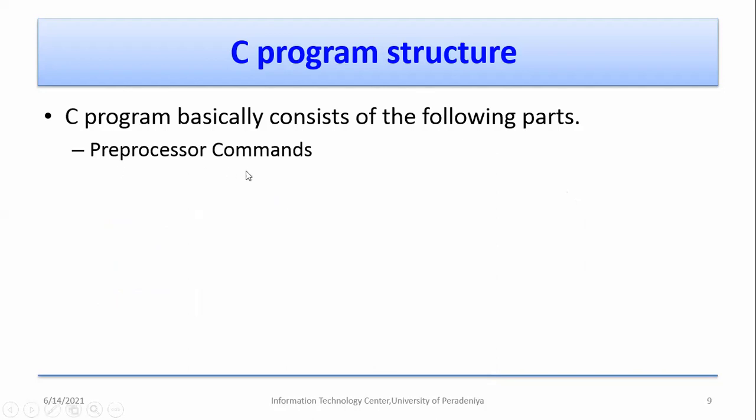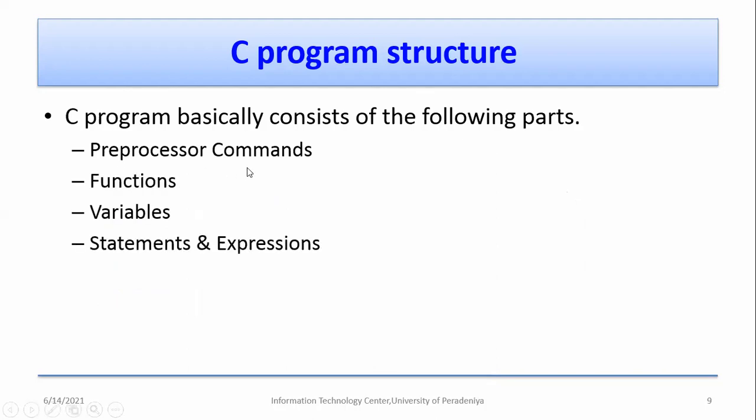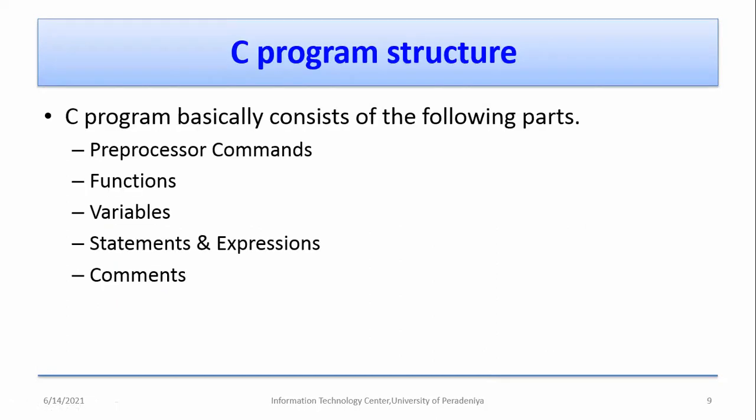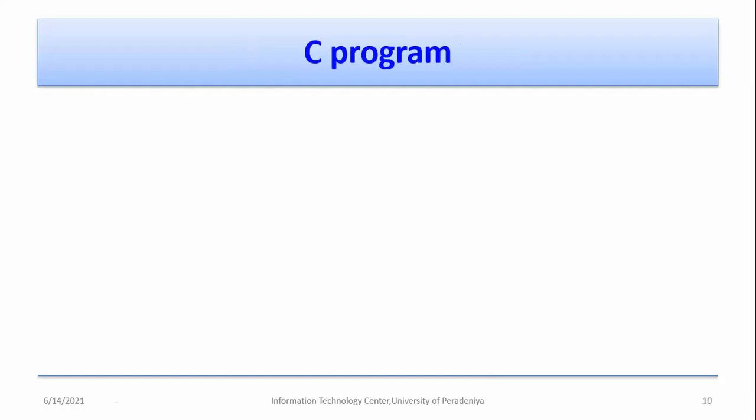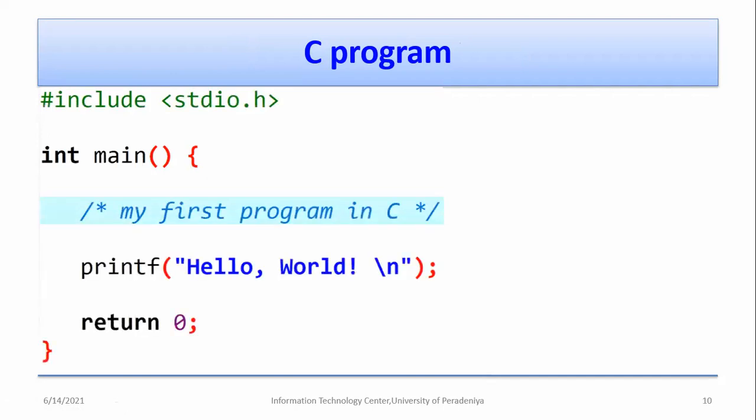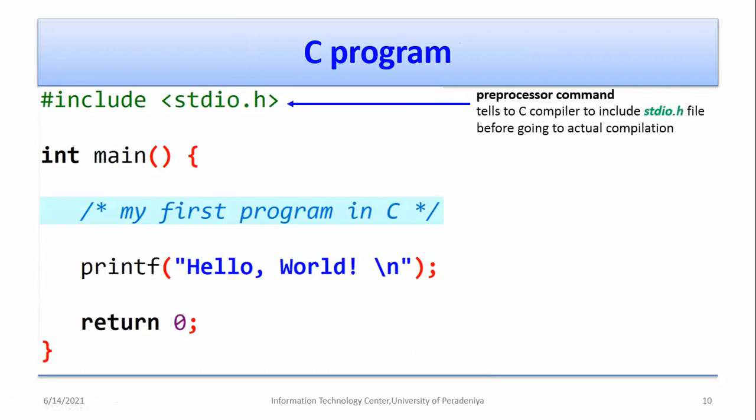So first one is preprocessor commands. Next one, functions, variables, statements and expressions, comments, and all those things are included within the C programs, right? So let's take an example, then you will realize those components, right? So this is the basic program in C, right? So this is called a preprocessor command, right?